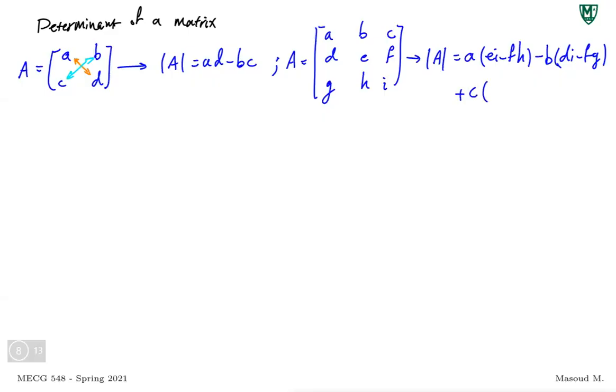Plus C, as first row, third column, so 3 plus 1 is 4, minus 1 to 4 is 1. C times DH minus EG. Right, so this is the determinant of a 3 by 3 matrix. All right. I won't go over an example. It's too simple.